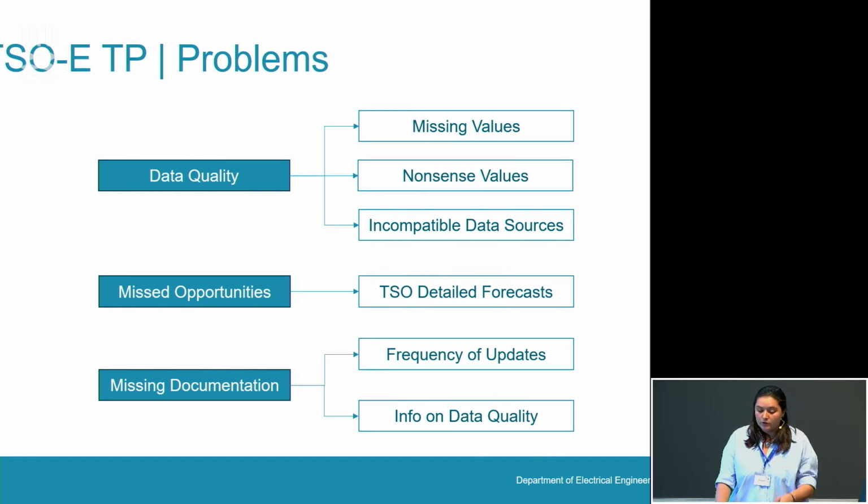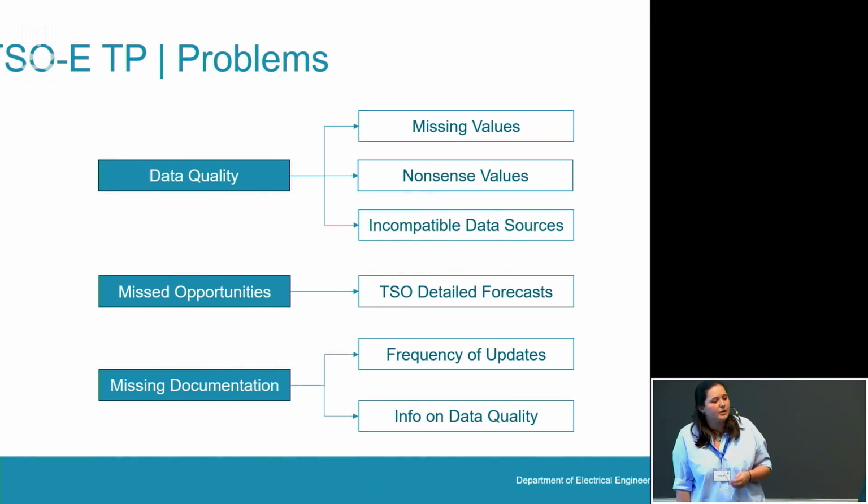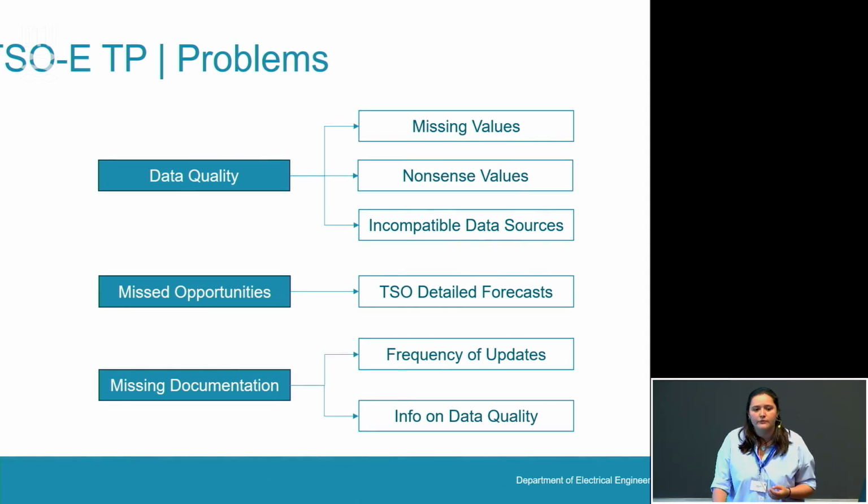And we also see that there are some missed opportunities. For example, Elia, the Belgian TSO, publishes solar forecasts, the most recent one, which they continually update, one at 11 a.m., one at 6 p.m., and they also publish the quantiles, so the P10 and P90. That would be very useful information for a lot of people, so this is what we consider missed opportunities.